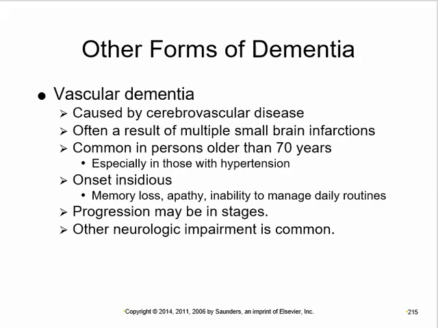So there's other forms of dementia. Vascular dementia is important, common in people over 70, especially with blood pressure issues. So it's an insidious onset. Memory loss, inability to manage routines, and that kind of thing. My mother had this. Now, my mother was a very bright woman. She was a senator, and she served in Parliament until she had to retire at 75.